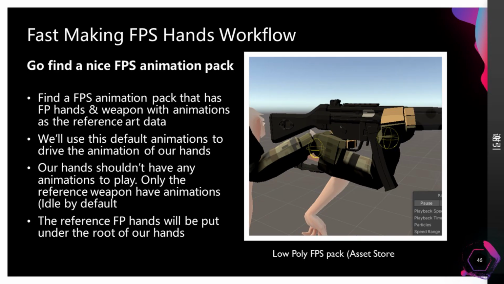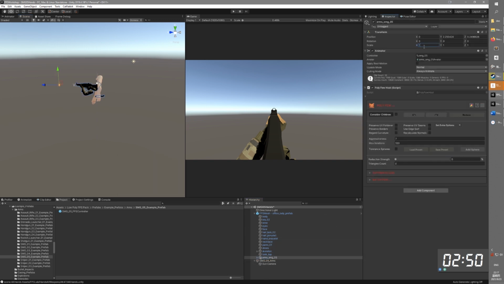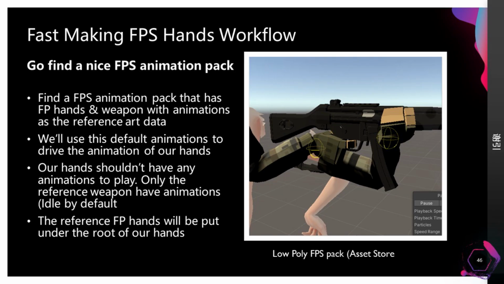It's FPS hands with a weapon, from the Low Poly FPS pack on Asset Store. Its animations will drive our hands to move, so I'll put these FPS hands under our character's root. Our character's root should have no animations to play. If it has an animator component, just set the animator controller to null, so our hands can be freely controlled by IK or in Unity Editor manually.